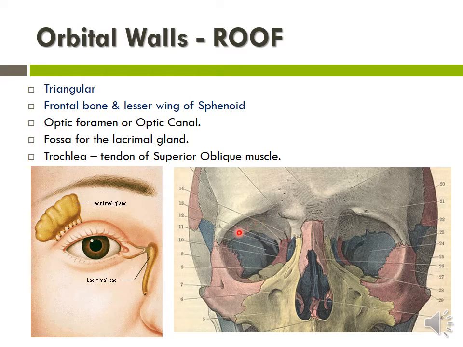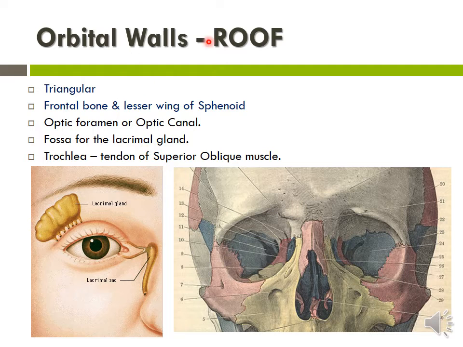Now you need to imagine the eyeball sitting here, and the optic nerve starts from the back of the eyeball and has to reach the brain, isn't it? So the eyeball is here, the optic nerve is behind, and through this hole, the optic canal, the nerve goes out of the eye. So that is the optic foramen or optic canal. And there are a couple more things: the fossa for the lacrimal gland and the trochlea, the tendon for the superior oblique muscle. These two things I will discuss in the next slide.